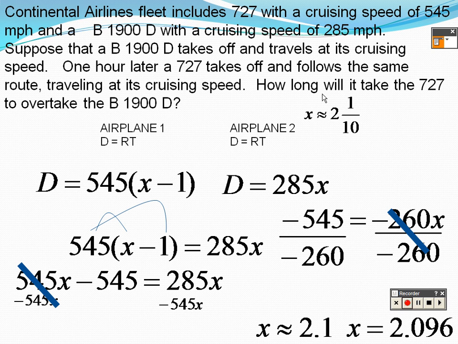So 2 hours and 6 minutes, because I'm looking for what makes it 60 minutes. 2 hours and 6 minutes roughly. How long will it take them? It'll take them about 2 hours and 6 minutes before they're at the same exact spot.